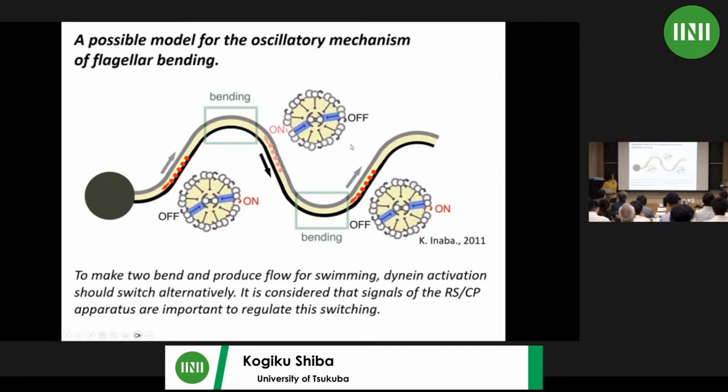I am interested in how this machinery causes such a precise flagellar waveform change during sperm chemotaxis. Normally the bend just propagates to make the same waveform, but during chemotaxis they change the waveform. It means the activity of the dynein, the motor protein, is changed in a very quick process.